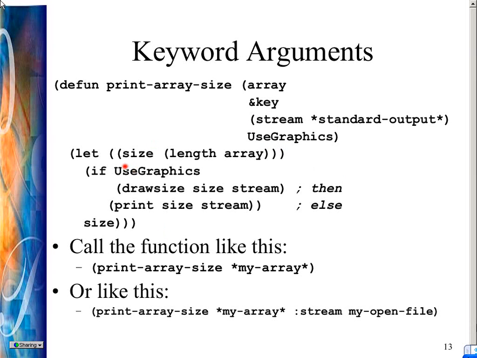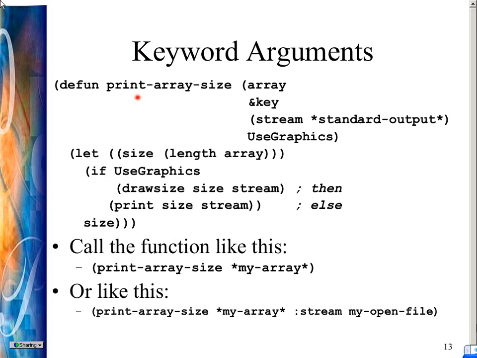Now here's the body of the function. We calculate the size of the array, and then we output this size to the stream. The stream is either standard output or whatever value is specified. And we use the useGraphics argument to determine whether we should call a function called drawSize in some kind of graphical fashion, or whether we should just print it using the standard Common Lisp print function.